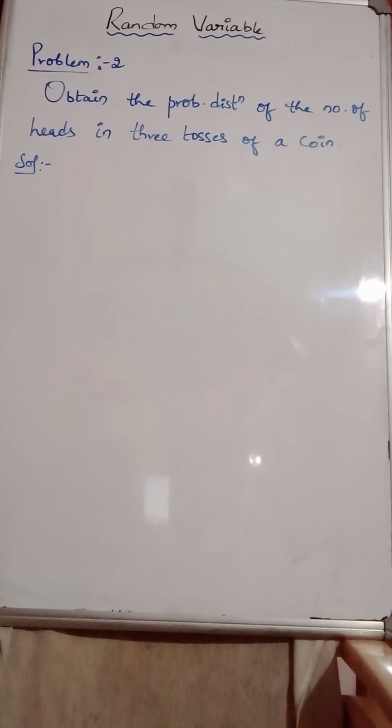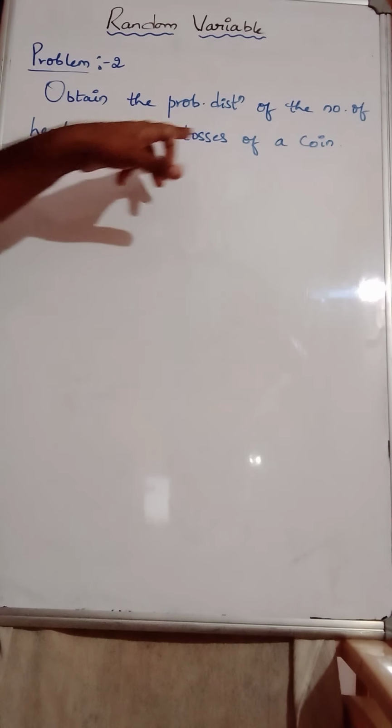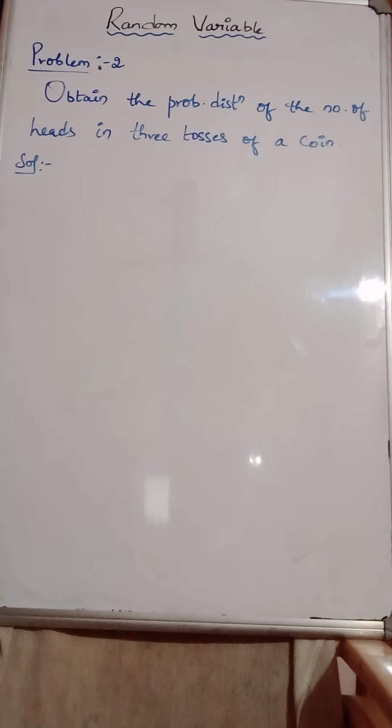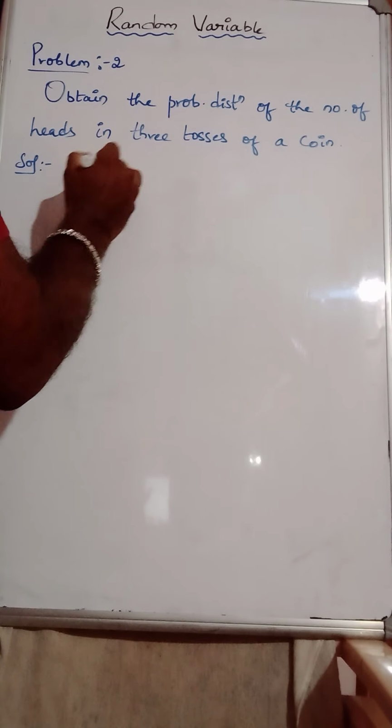Look at the next question. Obtain the probability distribution of the number of heads in 3 tosses of a coin. That is, the number of heads appearing when a coin is tossed thrice. See, usually when a coin is tossed 3 times, what would be the sample space?